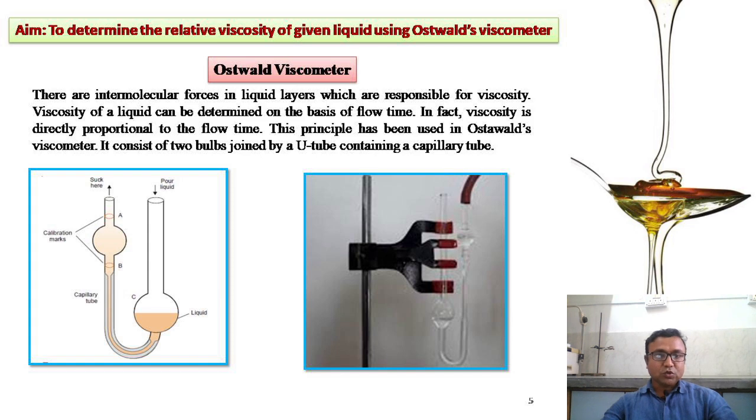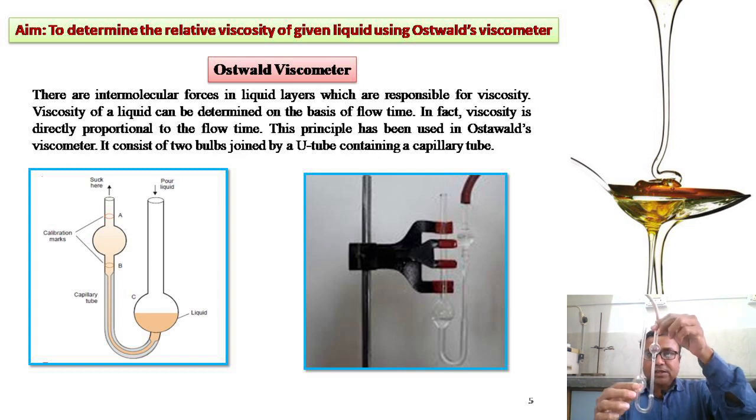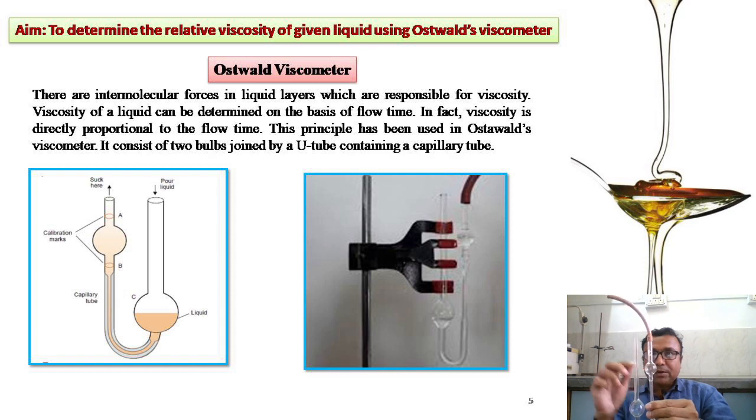This is the diagram of the viscometer, and I will show you the viscometer. Here also, this is the viscometer. There is one lower bulb and an upper bulb. There is a rubber tube inserted here, and a small capillary also inserted here, so that the water can flow freely from the upper side to the lower side. So this is about the Ostwald viscometer.